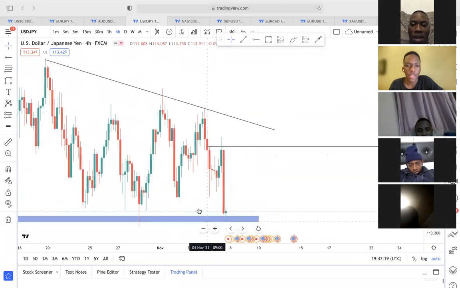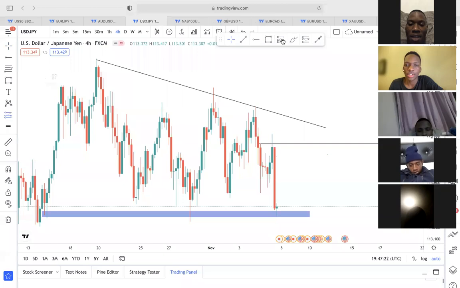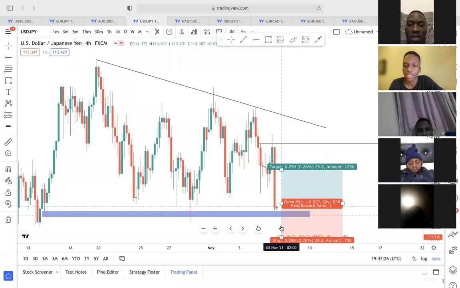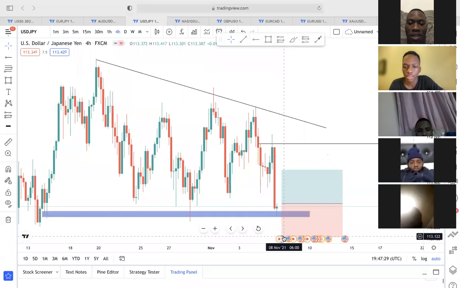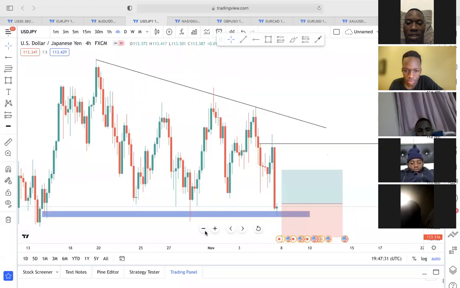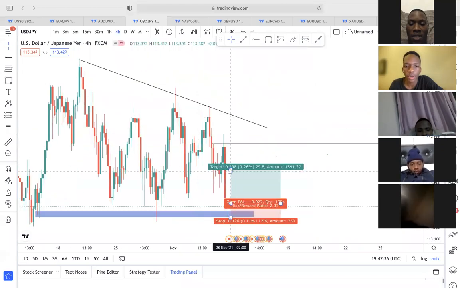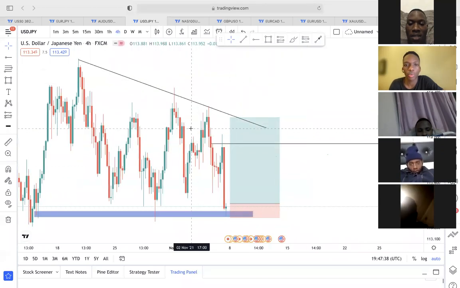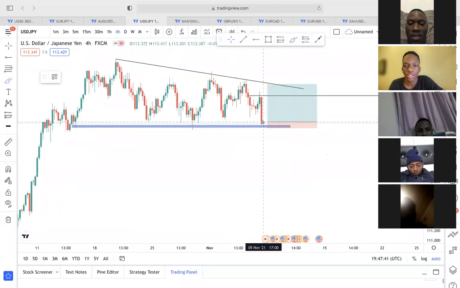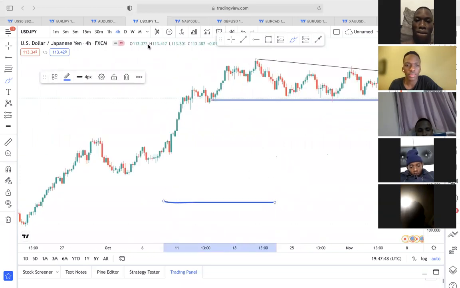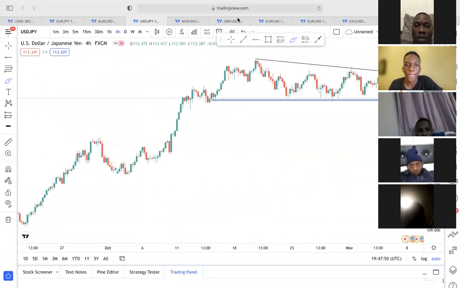So there really isn't much else to it, guys. Just trade what you see, not what you think. Let's just say the market doesn't respect our analysis and the candlestick that opens just continues to drop down. It's fine. We did the right thing. We stuck to our technical analysis.